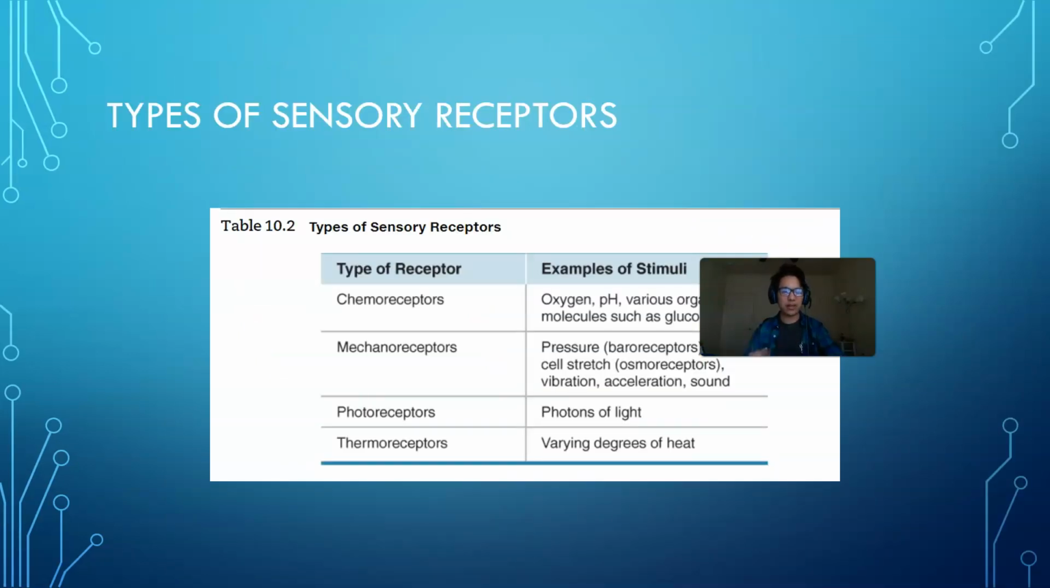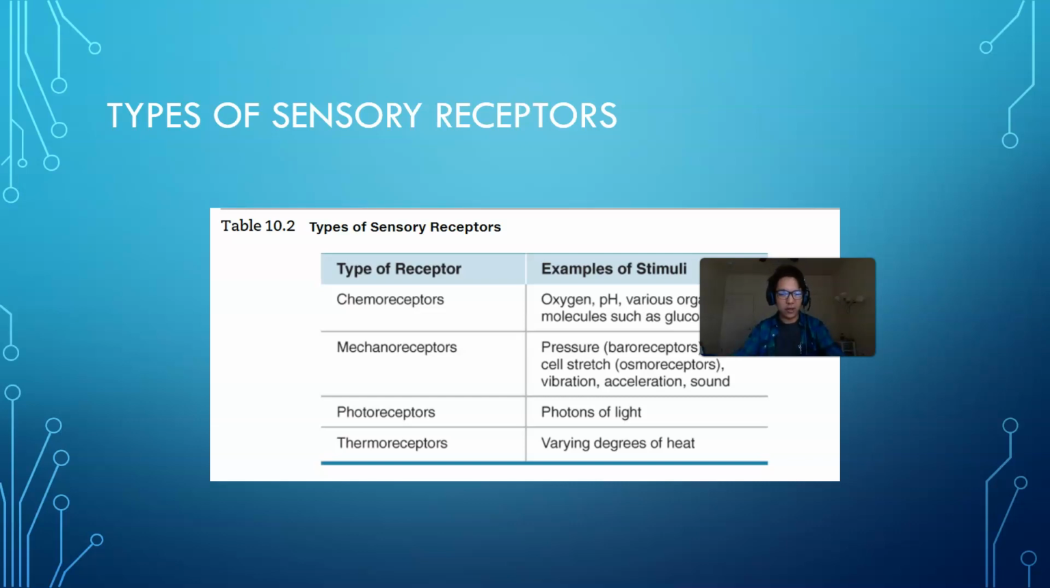So there are four primary types of sensory receptors. Note that I described characteristics of sensory receptors, but there are four main types here. So, of course, you have your chemoreceptors, which sense stimuli such as oxygen, pH, and various organic molecules such as glucose. These typically have more specialized receptors or receptor characteristics, as I mentioned in the previous slide. Mechanoreceptors sense pressure, cell stretching, vibration, acceleration, and sound. These may be complex or non-neural, if we're referring back to the previous slide.